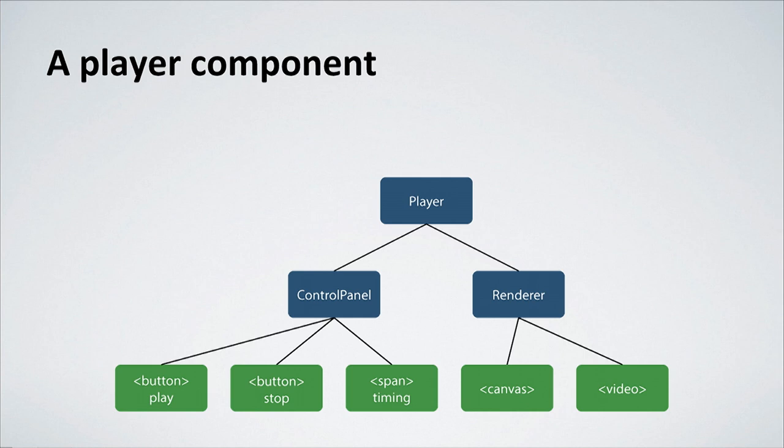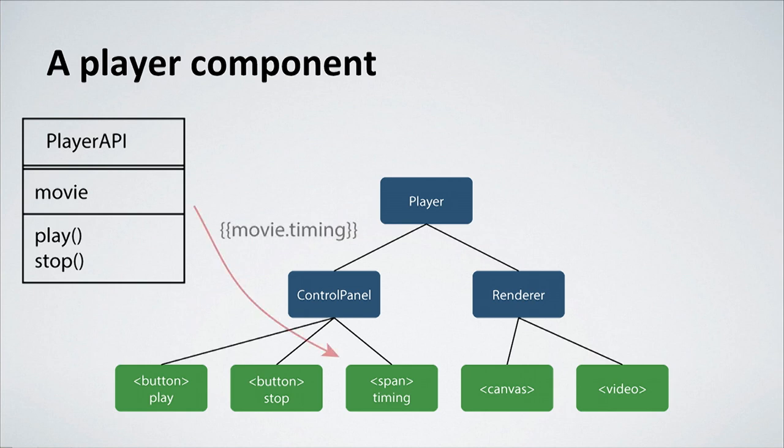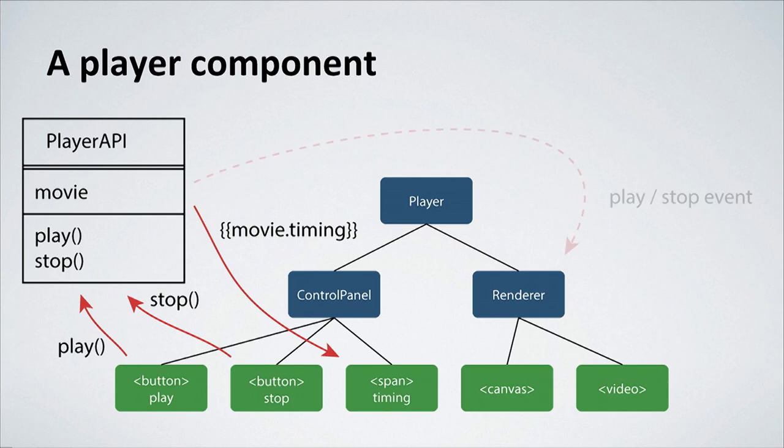With Angular, one good way to code that component would be to have a player API object living beside the component. So the player API is bound to the player and could be used in the controllers. And I'm going to code the whole component. So I have a movie in the player API on which I make the binding. I have play and stop methods which can be called directly by the buttons. And when I call the play method, I will have a play event which will be handled by the renderer.